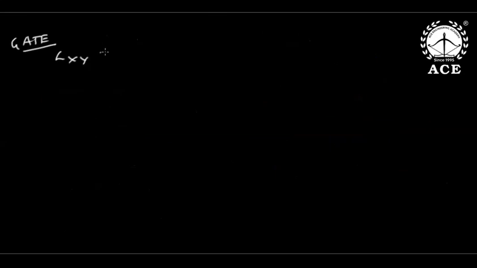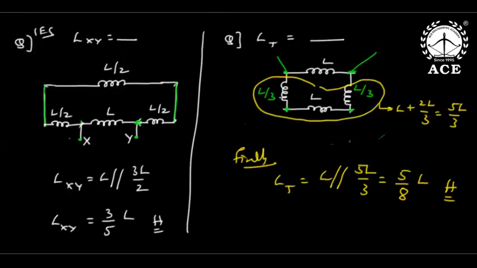What is LXY? Because first these three are in series, right? Very good. Now here you see, this L plus 2L by 3 is 5L by 3, in parallel to L again. So this is 5 by 8L Henry.